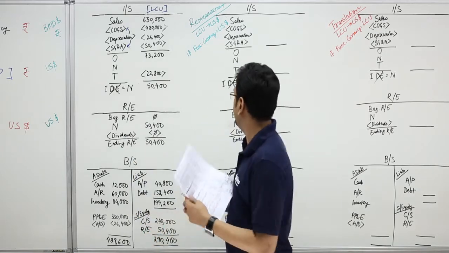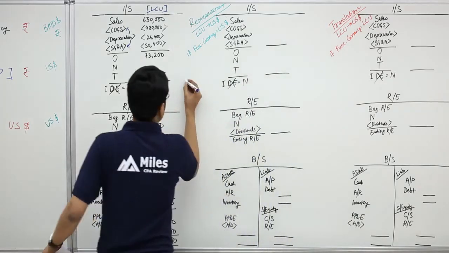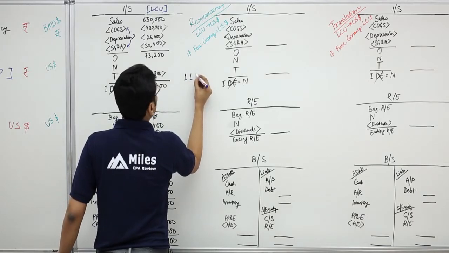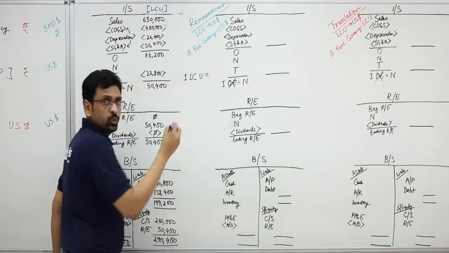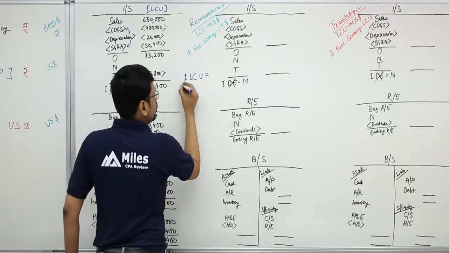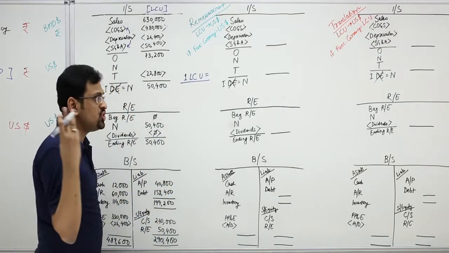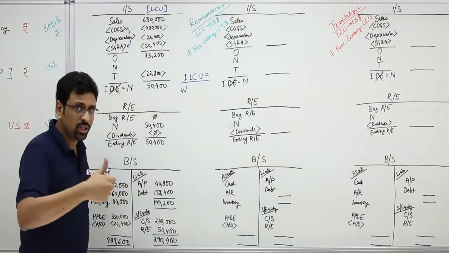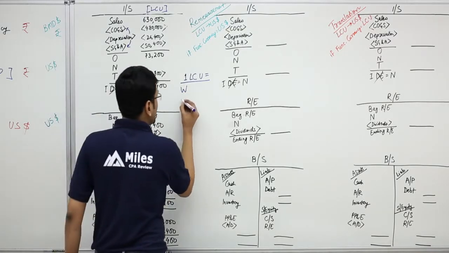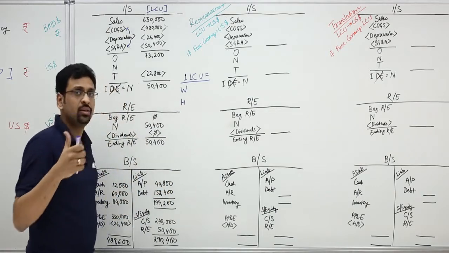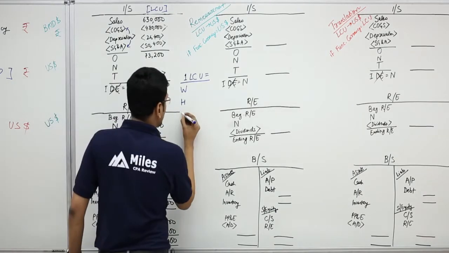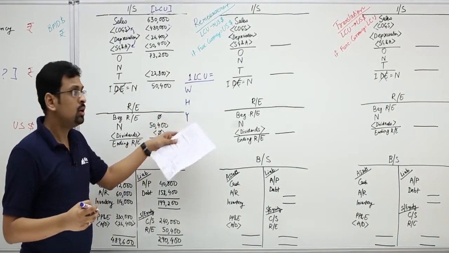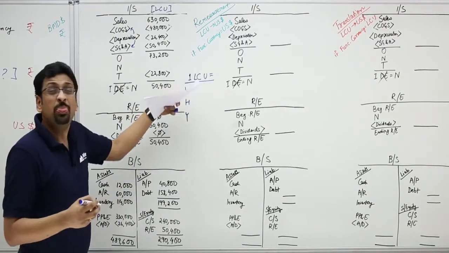So let me put it like this. We are looking at what one local currency unit is equal to, and we are talking about three exchange rates. We are talking about the weighted average rate during the year, the historical rate, and the year-end rate. This is the balance sheet date.